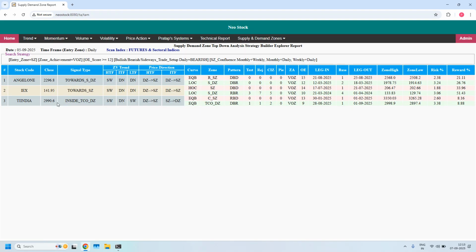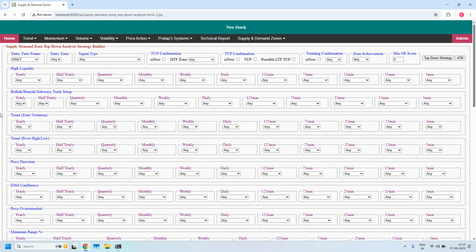But earlier we got only 2 stocks, something is wrong. Maybe I will generate the bearish trade setup reports once again. Some mistake, because here we got 3 stocks, but earlier only 2 stocks for daily and weekly. So something wrong happened. I am regenerating, sorry for the mistake.